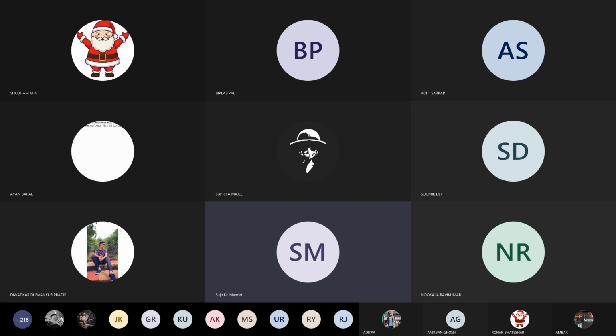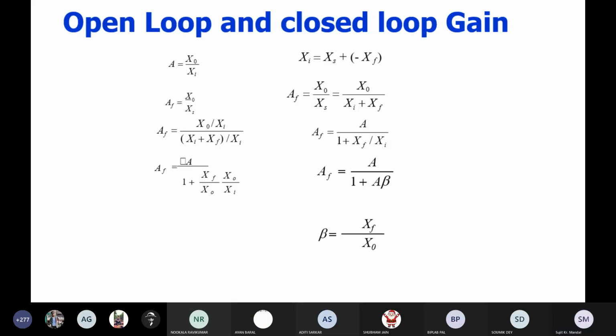Who was asking the derivation part? So what is the difference between A and AF? Yes, sir. A and AF. A is the voltage gain in open loop, without feedback, and AF is the voltage gain with feedback.